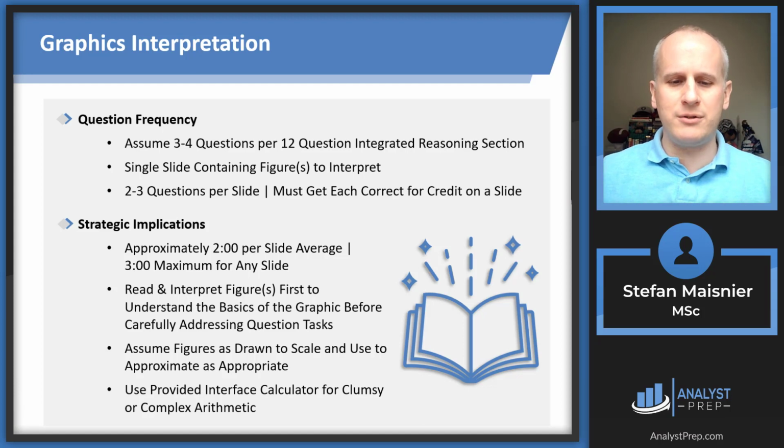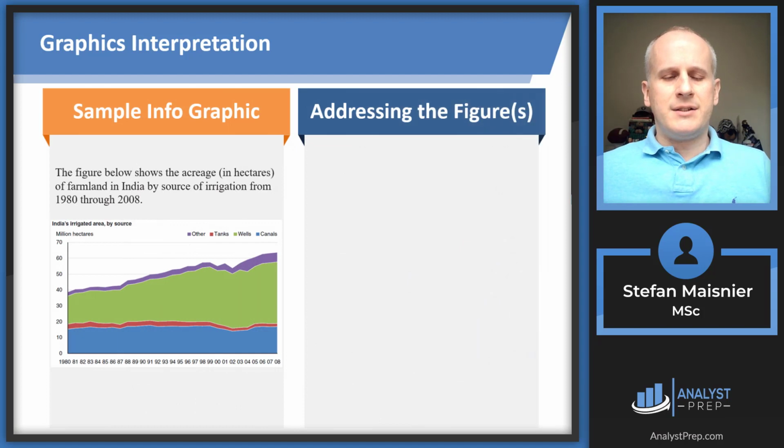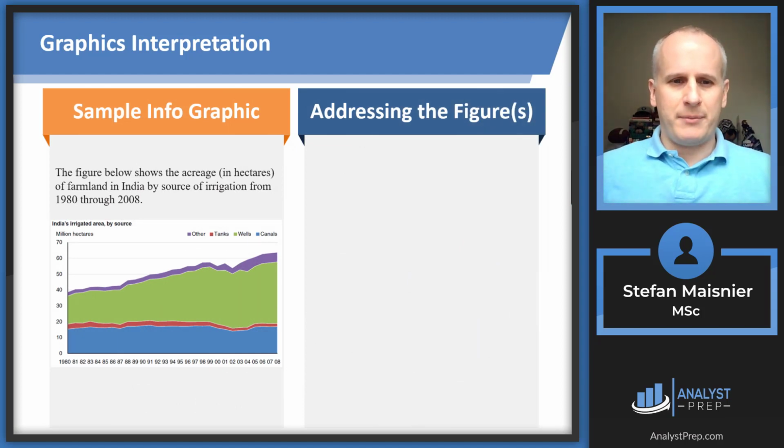And you will want to engage with the interface calculator to help with any clumsy or complex arithmetic. Remember that the integrated reasoning section knows that you have a calculator. So if you're looking at some relatively complex or at least time-intensive calculations, remember to pop out the interface calculator because you do not have to manually calculate what 67% of 1.37847 is. So let's take a look at a sample information graphic.